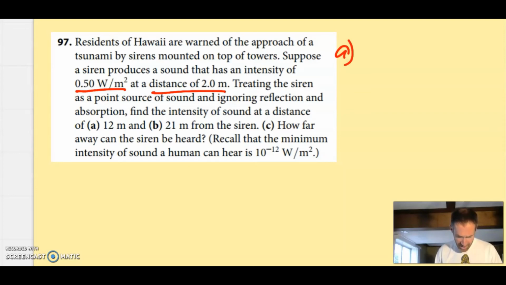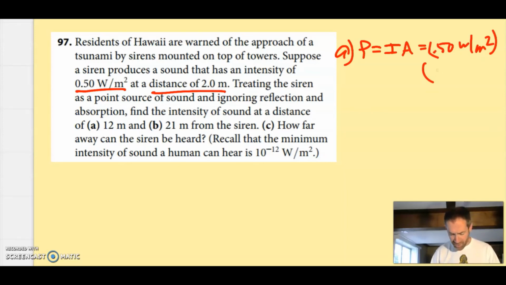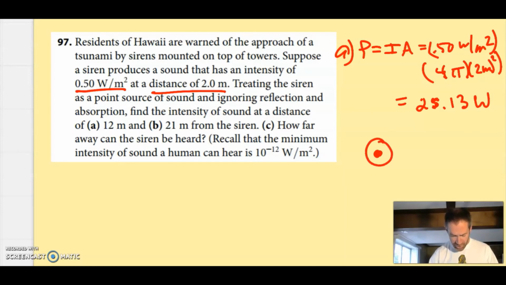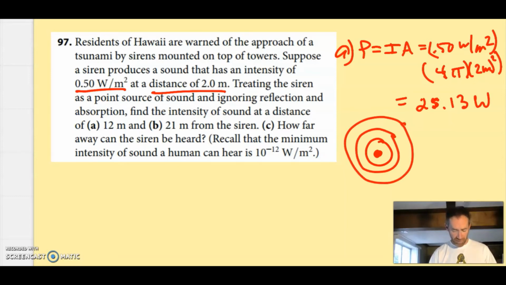So for part A, I'm going to say the power for the sound is the intensity times the area. Okay? And so I'm going to take that intensity of 0.5 watts per square meter, and I'm going to multiply it by the area. Now, don't just go with 2. You need the area of a sphere. 4 pi times 2 meters squared, like this. And you go ahead and do that, and you get a power of 25.13 watts. Okay. Now, that's going to be the power on every one of those circles. So if I wanted to draw the tower, the siren, and I drew a circle, there's 25.13 watts. There, they all have the same amount of power on them.